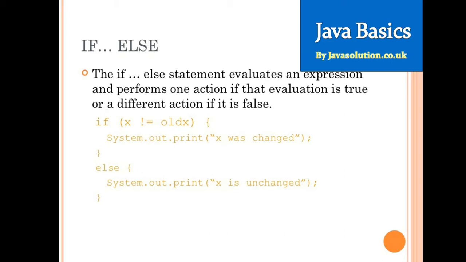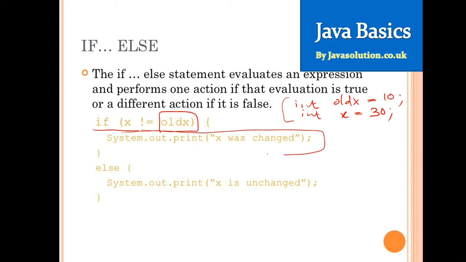So what is if else? The if else statement evaluates an expression and performs one action if that evaluation is true, or a different action if it is false. For example, say if the value of x is not equal to oldX, maybe some already defined variable, so you assume that int oldX is equal to 10 and int x is equal to 30, right? So what it's saying, if the value of x is not equal to oldX, which in this case is true, so it will print this line, right? It will print x was changed because they have different values.